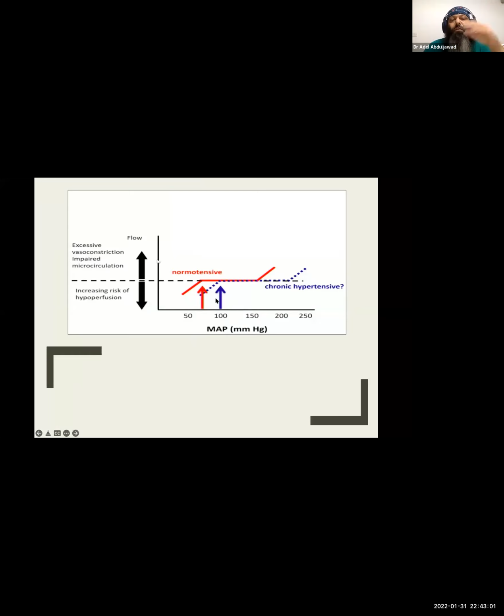Here is the autoregulatory curve. If you reduce the MAP lower, below 65, you are increasing the risk of hypoperfusion, but not too much above, because if you increase the MAP in people who are not hypertensive, you are on the upper edge with excessive vasoconstriction because of impaired microcirculation. And this is why, when they did the studies, the Surviving Sepsis Campaign chose 65, not 70, not 80 in normotensive patients, because they did not find any benefit from a higher MAP of 70 or 80 in normotensive patients. So in hypertensive or chronic hypertensive patients, yes, we target a higher MAP of 80 or above to shift the autoregulatory curve to the right, but for normotensive, 65 or more is adequate, but do not go higher because of the risk of excessive vasoconstriction and impairment in the microcirculation.